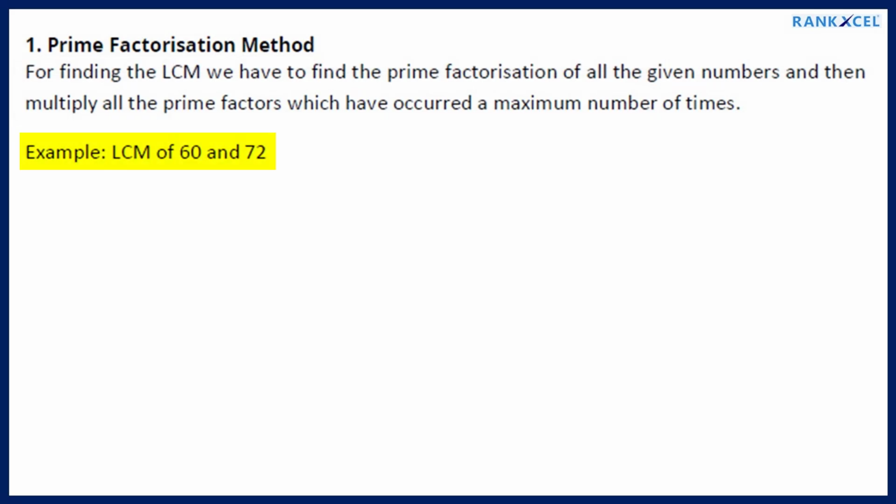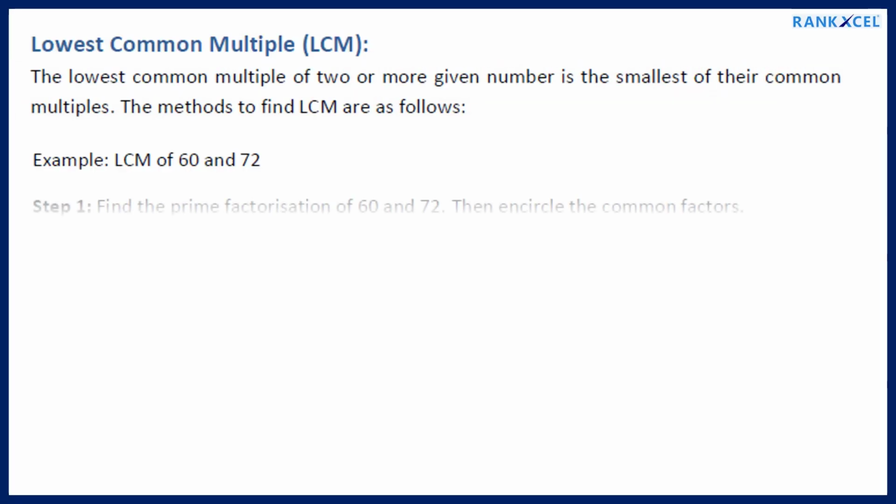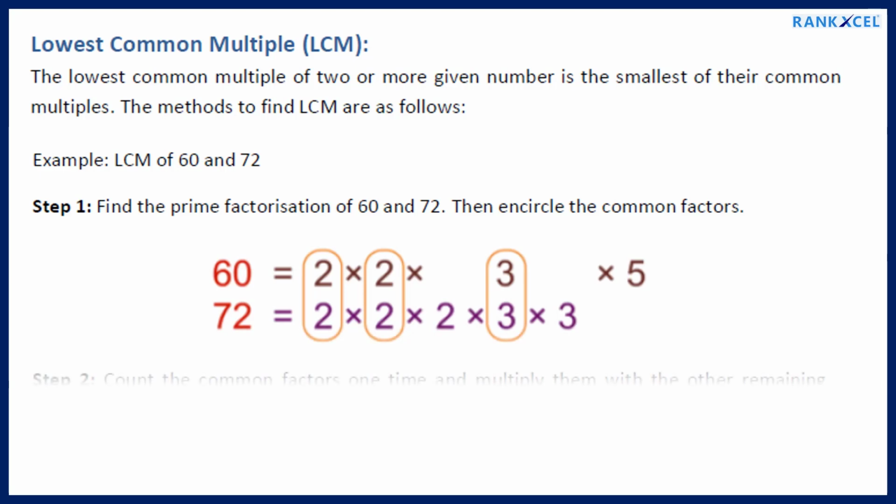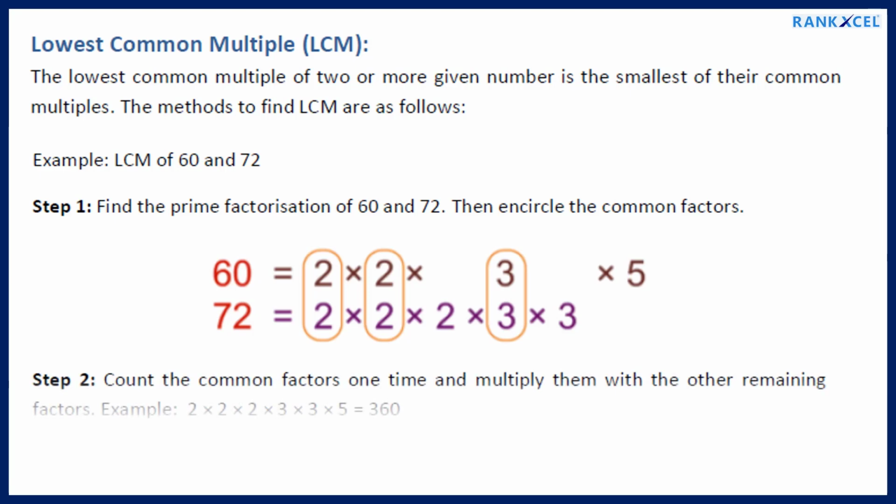Example, LCM of 60 and 72. Step 1. Find the prime factorization of 60 and 72. Then encircle the common factors. Step 2. Count the common factors one time and multiply them with the other remaining factors. Example, 2 times 2 times 2 times 3 times 3 times 5 equals 360. The LCM of 60 and 72 is 360.